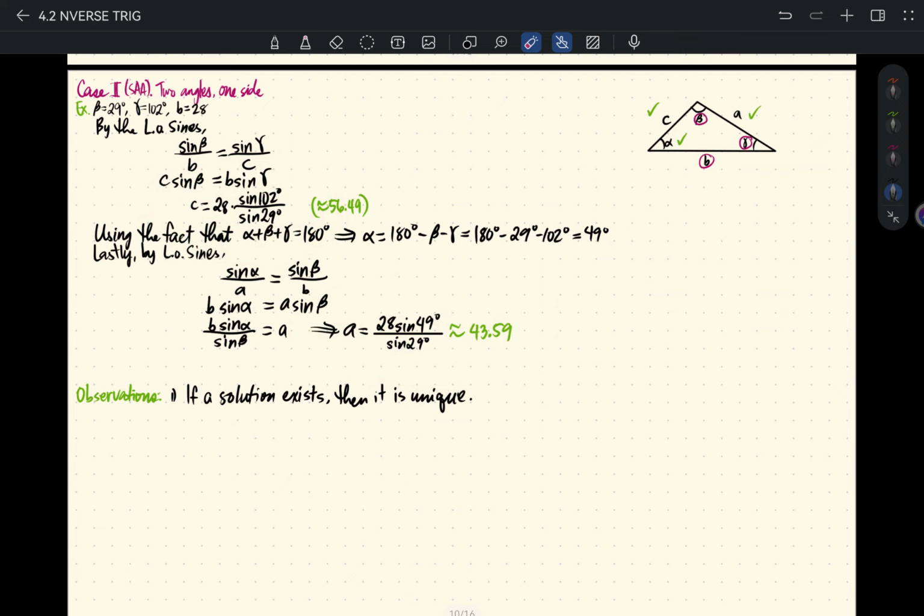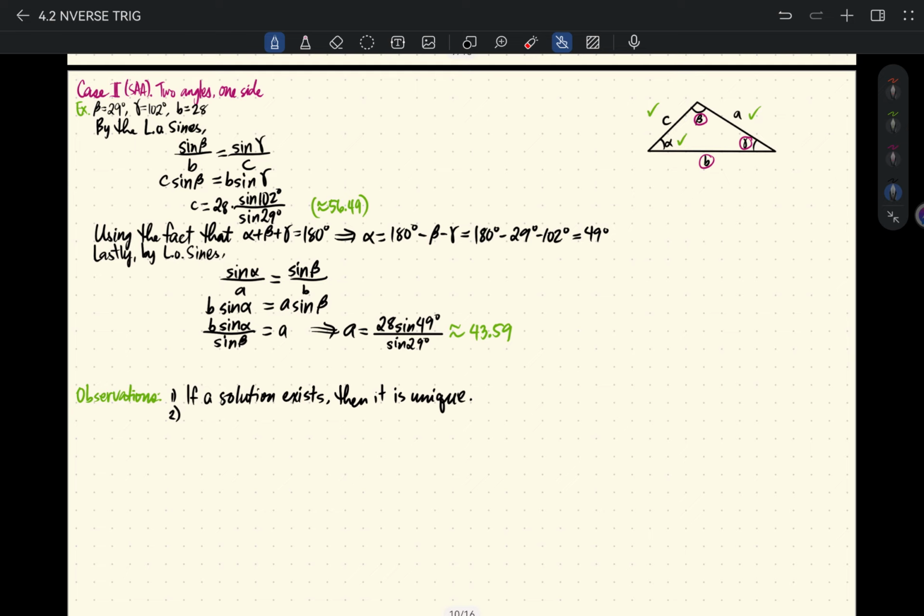So you have number one here, if a solution exists, then it is unique. However, when will a solution not exist? As you can see, this B right here is kind of useless, in the sense that it won't really tell you if a solution exists or not. However, this one right here is important. We have to make sure that the chosen beta and gamma here adhere to the fact that alpha plus beta plus gamma equals 180 degrees.